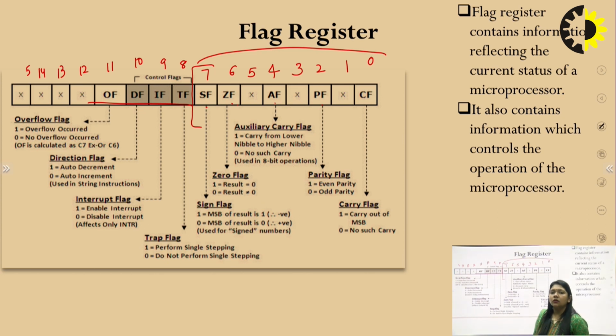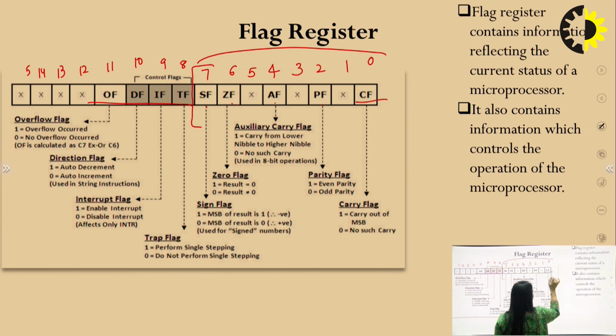The 9 flags are categorized into 2 parts: control flags and status flags. We have 6 status flags that tell the status of the microprocessor and 3 control flags. The 3 control flags are direction, interrupt and trap flag, and the remaining 6 are status flags: overflow, sign, zero, parity, auxiliary carry and carry flag. Let's discuss these one by one.